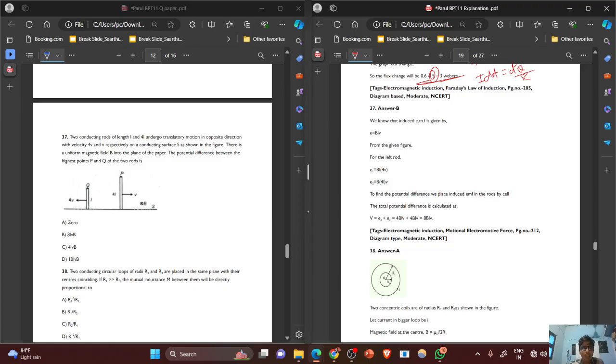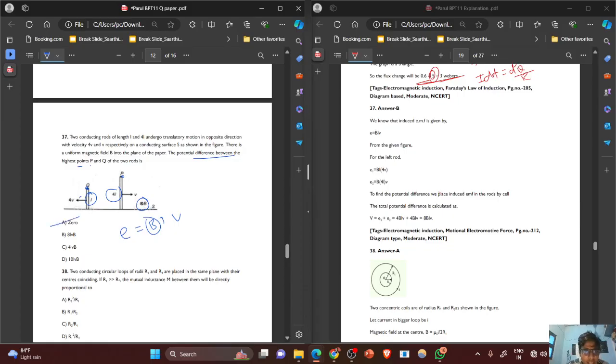Now moving ahead, two conducting rods of length L and length 4L are moving in opposite directions, velocities are given. There is a uniform magnetic field, it is given here. The potential difference between the highest points P and Q. It is asking the potential developed on both the ends, then you need to calculate the difference. So you know, EMF developed is equal to BLV. In this case, B is given, L is given 4L, V is given. Here 4BLV, it is simply both the same. So it will be 0.